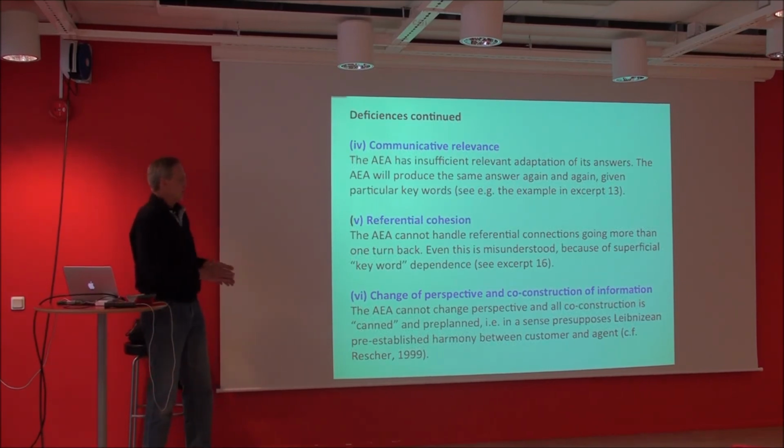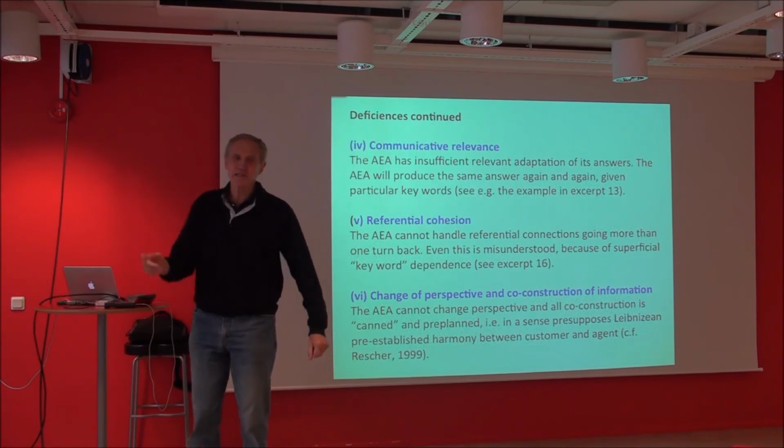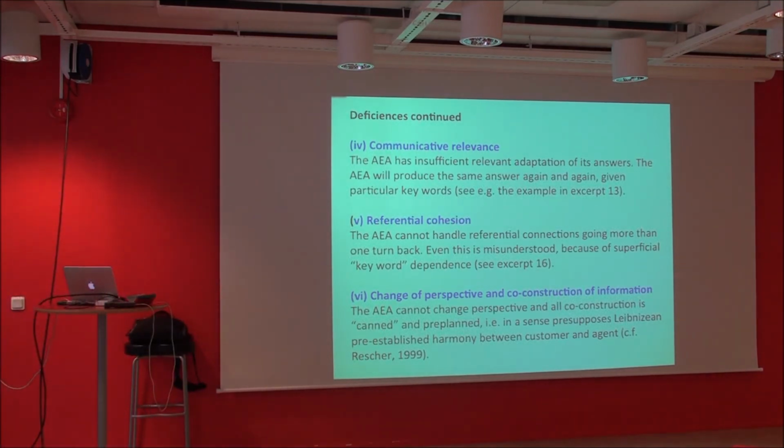Referential cohesion. The artificial agent cannot handle referential connections going more than one turn back. Well, that was another thing we didn't look at, but with human beings you can actually remember many turns back. In this system you can only remember one turn back. So you cannot remember what you said two turns back.